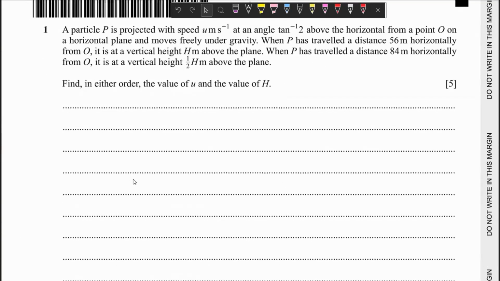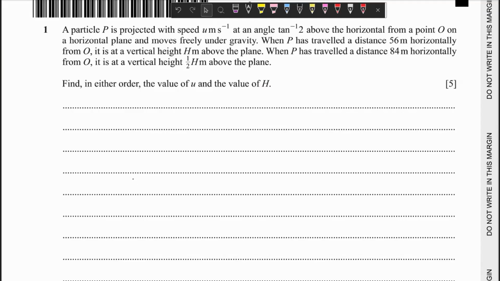Question number 1 says, a particle P is projected with speed u meters per second at an angle arctan 2 above the horizontal from a point O on a horizontal plane and moves freely under gravity. When P has traveled a distance 56 meters horizontally from O, it is at a vertical height h meters above the plane. When P has traveled a distance 84 meters horizontally from O, it is at a vertical height half h above the plane. Find, in either order, the value of u and the value of h.